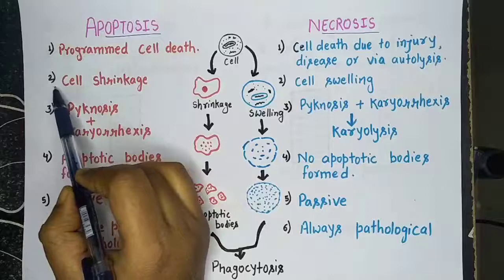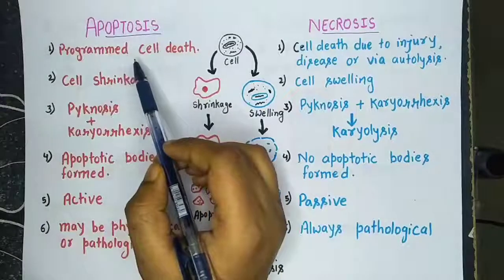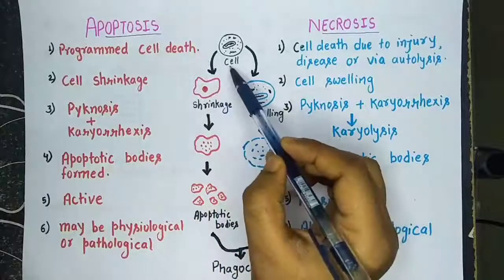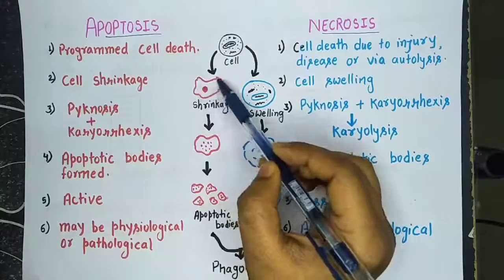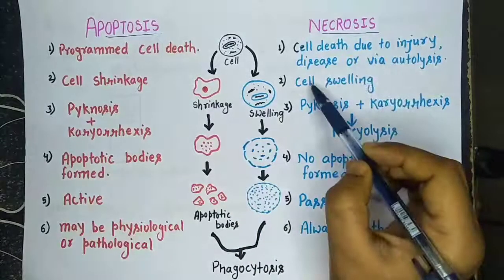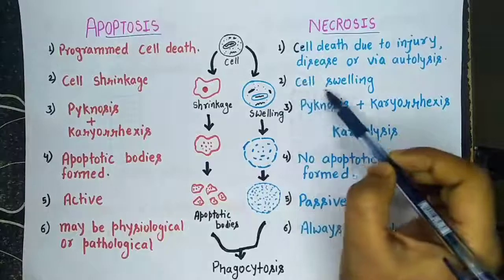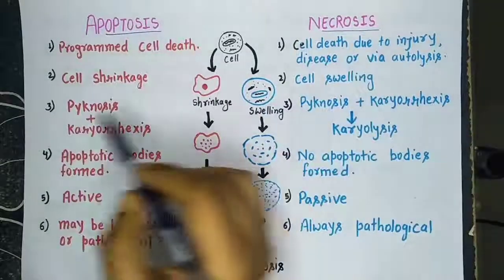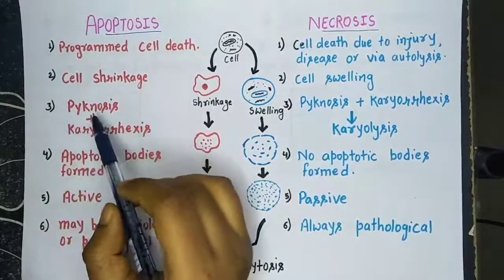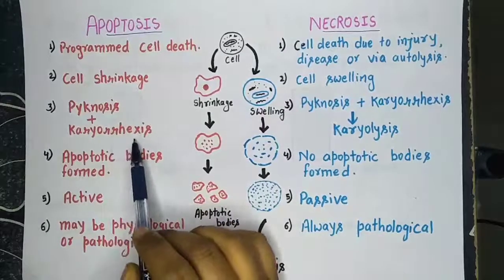So, second point is cell shrinkage is present in apoptosis. After apoptosis, the size of the cell decreases. The cell shrinks itself. While in case of necrosis, the size of the cell increases. The cell undergoes swelling. Next point is, in case of apoptosis, pyknosis and karyorrhexis occur.